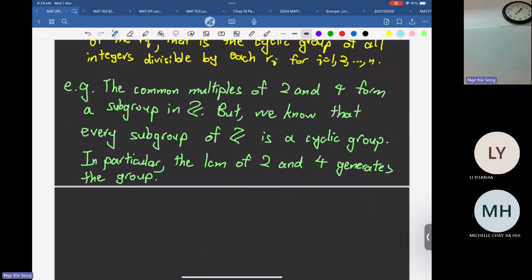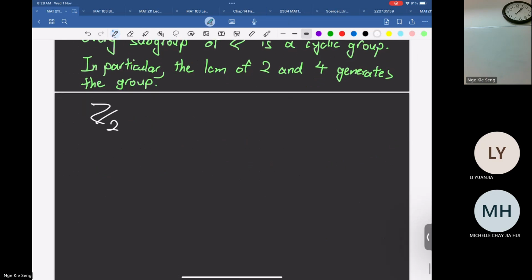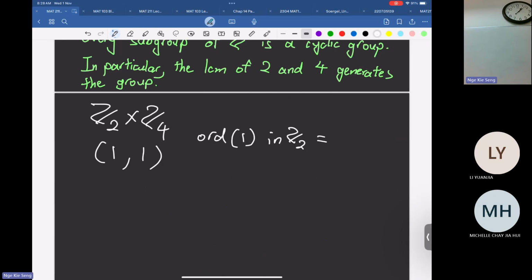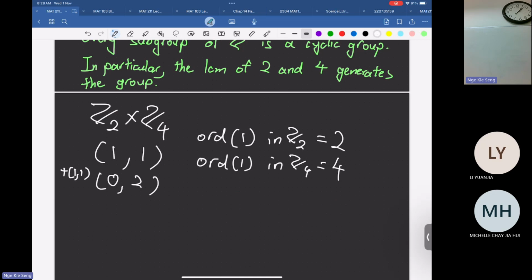I'll give you an example. Let's look at Z2 cross Z4. What's the order of 1 in Z2? 2, right? What's the order of 1 in Z4? 4. So if we do the operation on itself, maybe I write it here: (1,1) plus (1,1), I'll get (0,2). So the first entry gets to 0 every second time, but the second entry will get to 0 every fourth time.